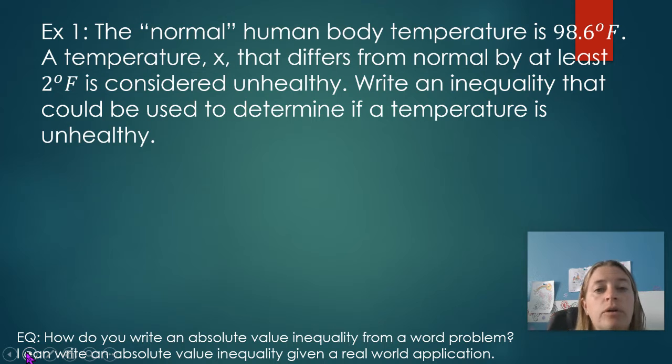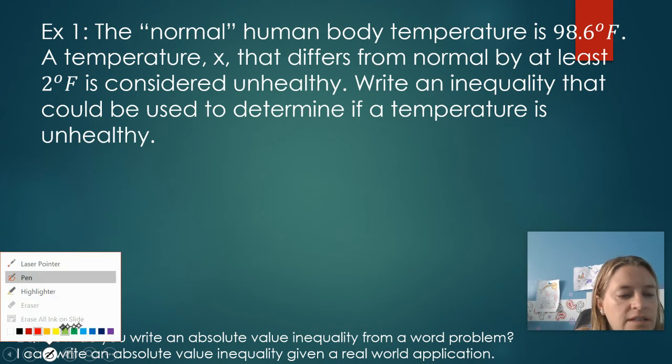Example 1. The normal human body temperature is 98.6 degrees Fahrenheit. A temperature x that differs from normal by at least 2 degrees Fahrenheit is considered unhealthy. Write an inequality that could be used to determine if a temperature is unhealthy.